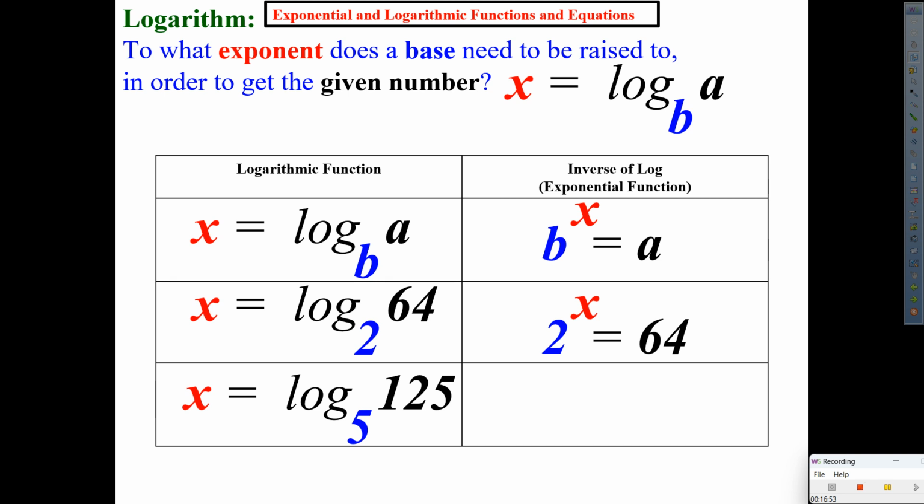All right, show your neighbor. See what they wrote. All right, you should have written 5 to the x equals 125. Hands if you got that. All right, good. Let me send you the screenshot. You send me your notes.